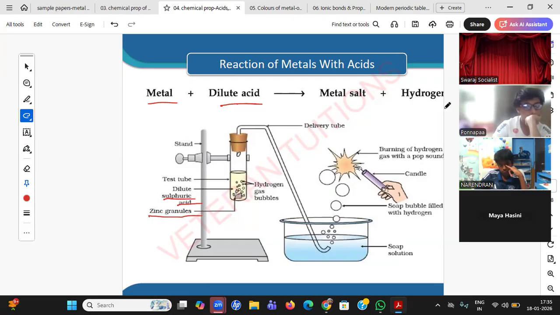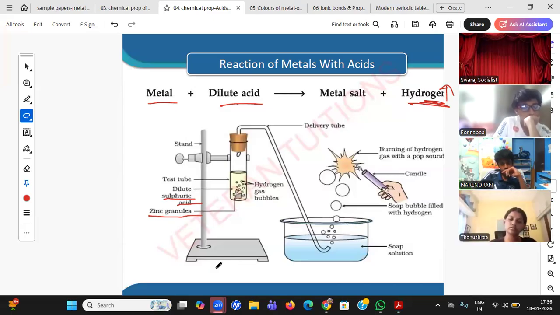If they are reacting, which gas are you getting? Hydrogen gas. From this particular tube, the hydrogen gas will come. If you dip it in soap solution, automatically bubbles will form. And if you use your candle, that will make a pop sound. By this, you can say that it is hydrogen gas. So metals will react with acid.